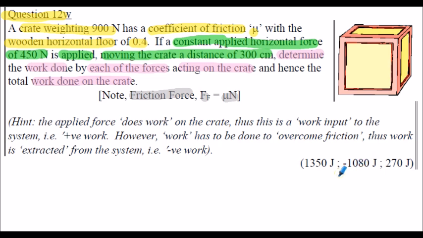The answers are given here in the bracket. 1350 joules, that's the input work. The output work due to the frictional force opposing the relative motion of the crate is negative 1080 joules. And the difference between those values is the net work done, and that's 270 joules. I'd encourage you to attempt that question at your own pace.